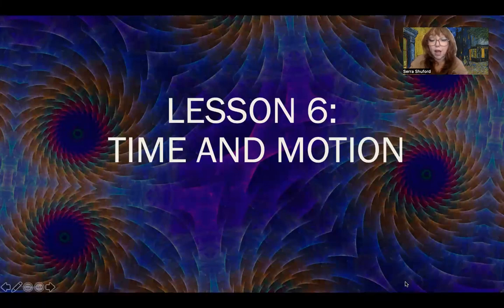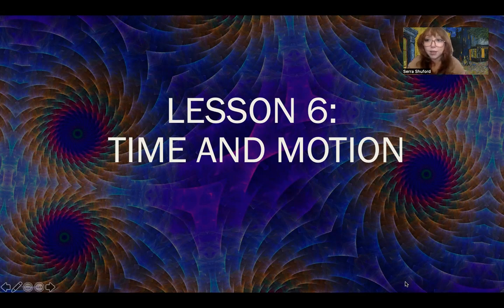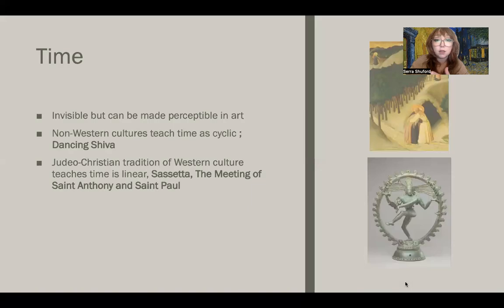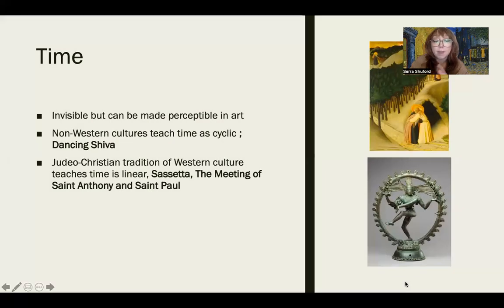Lesson 6 is on time and motion, which are sort of in between, I think, the elements and the principles as far as where they fit in terms of art. But you'll kind of see why. This is a rather short lesson, but I just want to explain how to interpret time and motion in artworks. So time, this is something that is invisible, but it can be made perceptible in art.